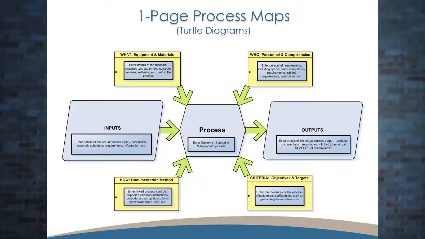So here's an example of a one-page process map or turtle diagram. Let's break this down into further detail. So first of all, inputs, process, outputs, that's the primary lane. And then you have what, how, who, and the criteria, objectives, and targets for that turtle diagram.